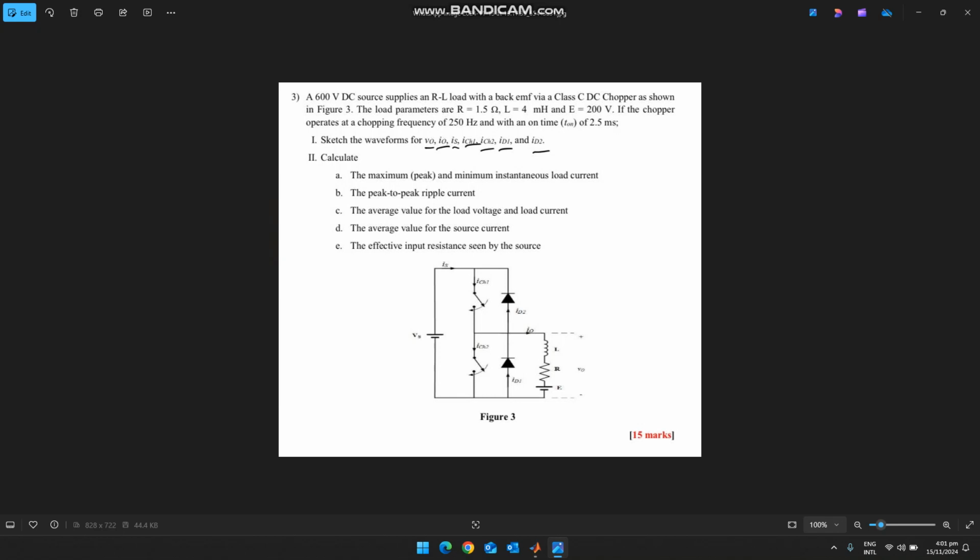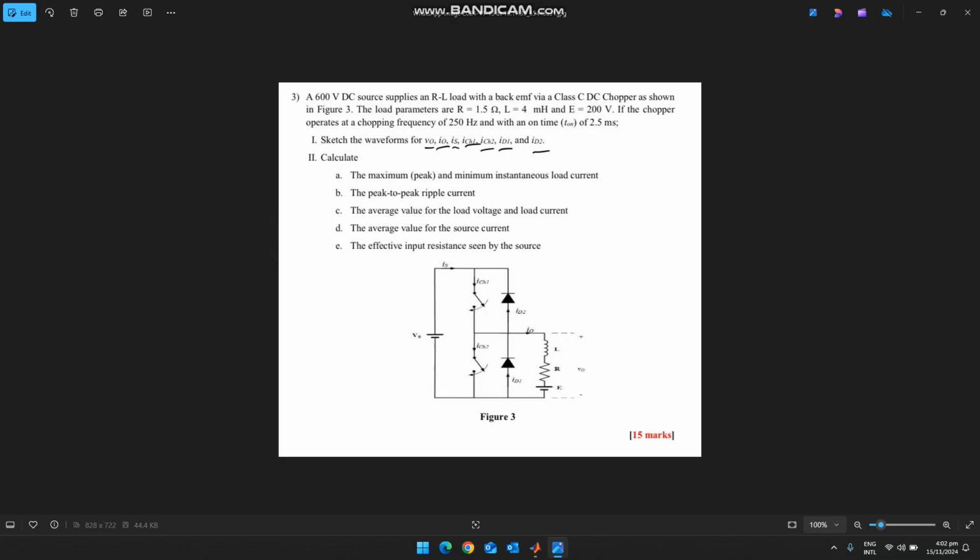So this was your question: we have to design a Class D chopper in MATLAB, in which we have two diodes, two MOSFETs, and the load is RL, and there is a back EMF, which is the voltage E, opposite to the input voltage.